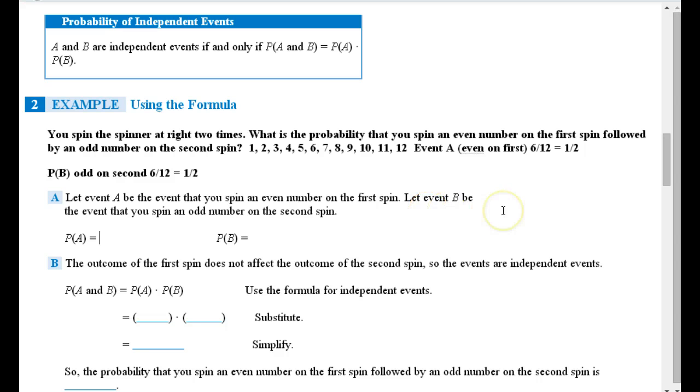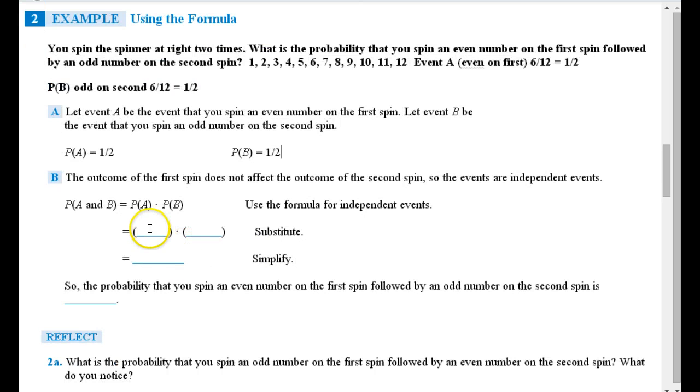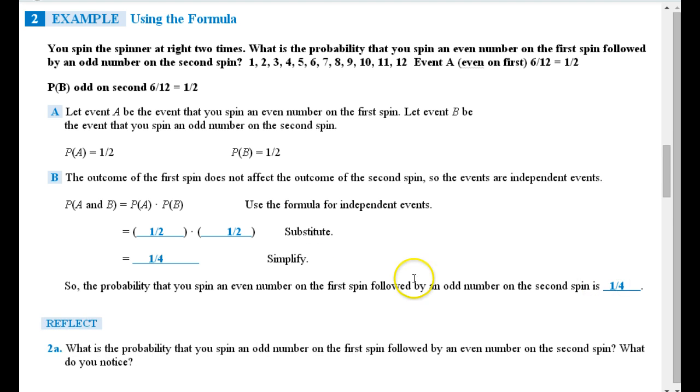The probability of getting an even would be 1/2. The probability of getting odd on the second spin, 1/2. So the probability of A times B would be 1/2 times 1/2, okay? And so what does that work out to? It's 1/4. So the probability you spin an even number on the first spin followed by an odd number on the second spin is 1/4. It is simply found by calculating the probability of A and B separately and then multiplying.